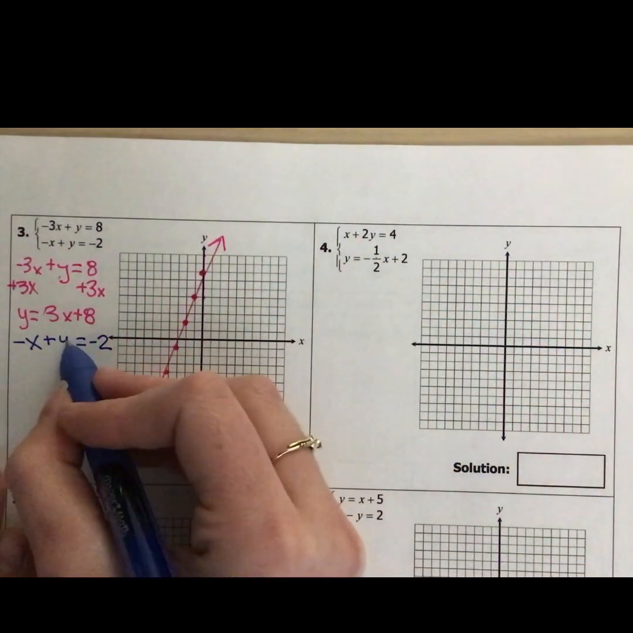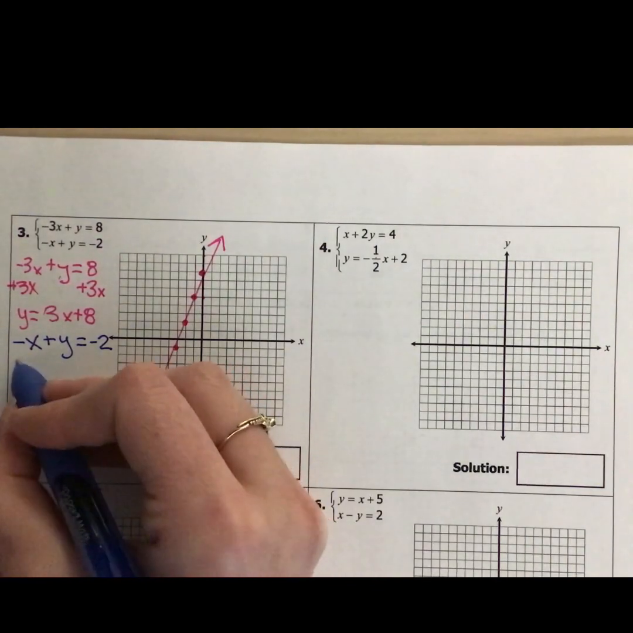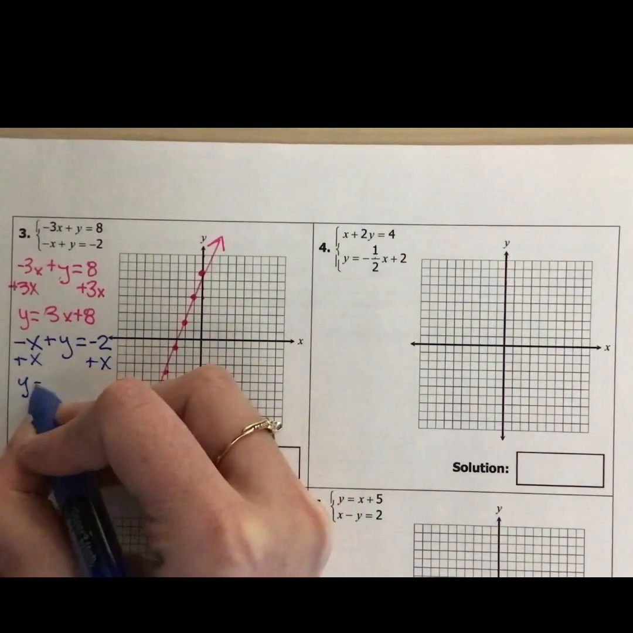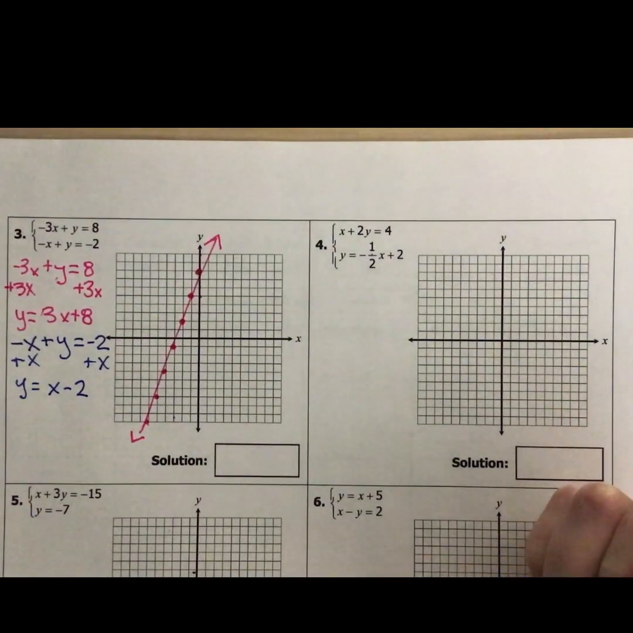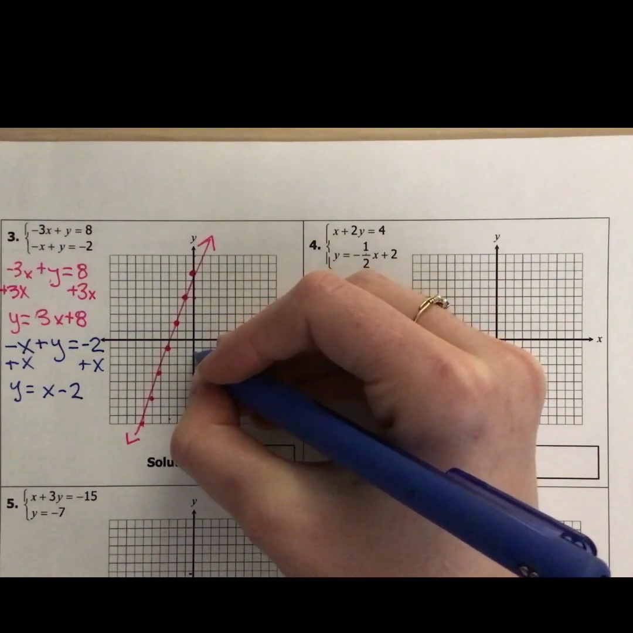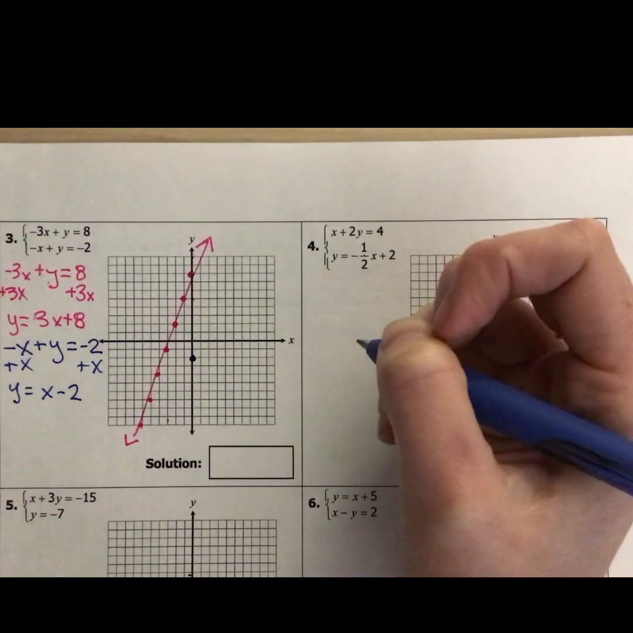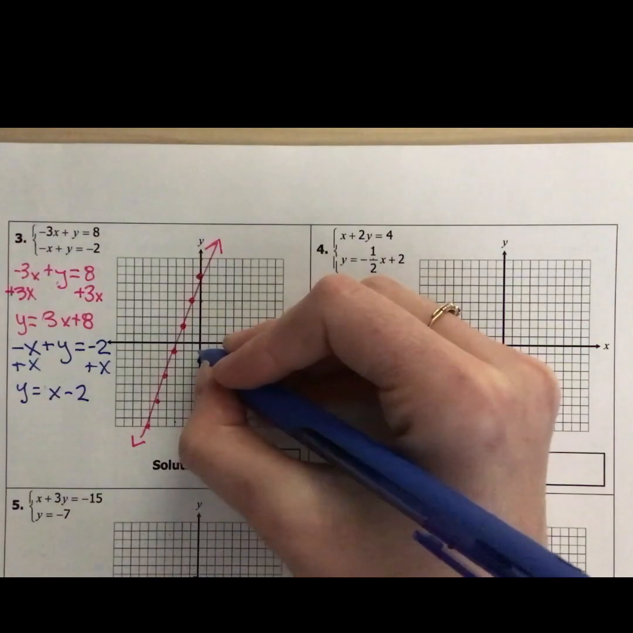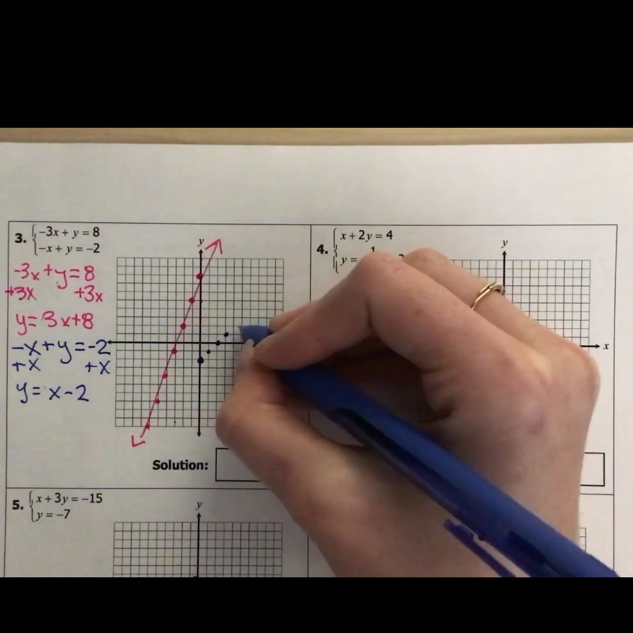-x plus y equals -2. Well, to get y by itself, I need to get rid of anything else over here first, which means I need to do the opposite of -x, which is plus x to both sides. So now I have y equals x minus 2. Well, if I want to make my graph come down 2 for its intercept, then I'm going to follow my slope, which is 1. So up 1, over 1, up 1, over 1.